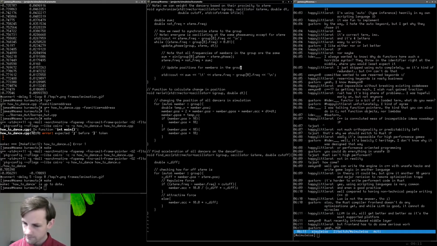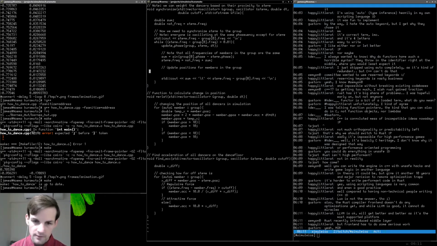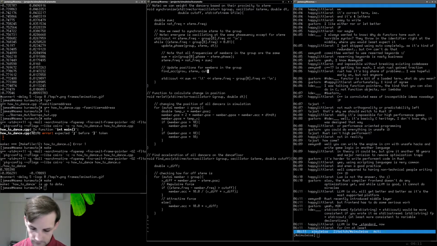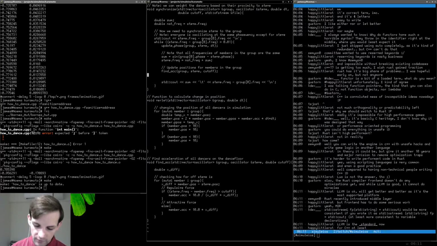Let me see. Interesting. Okay, so let's pop down here. So the first thing we need to do is, I guess, find everyone's acceleration. So we're going to do find acceleration. And what do we need to read in? We need to read in the group. We need to read in Steve. And we need to read in a cutoff. And then we add in a semicolon there. Now we do the relay algorithm. And we're going to do relay of the following. So we want group and double dt.